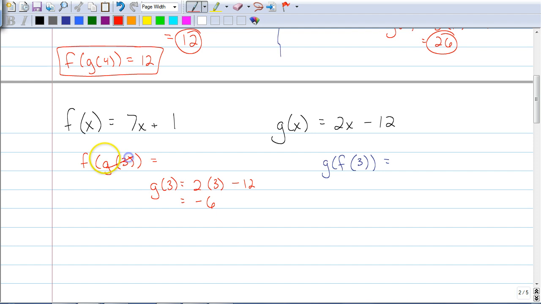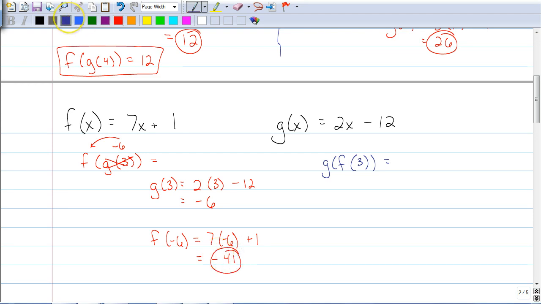Now I'm going to take that answer, so again, this is negative 6. I'm going to take that answer and put it inside of f. So f of negative 6 equals, so again, we're going to take 7 times whatever x is and add 1. So 7 times negative 6 and add 1. 7 times negative 6 is negative 42. Negative 42 plus 1 is negative 41. So there's your final answer.